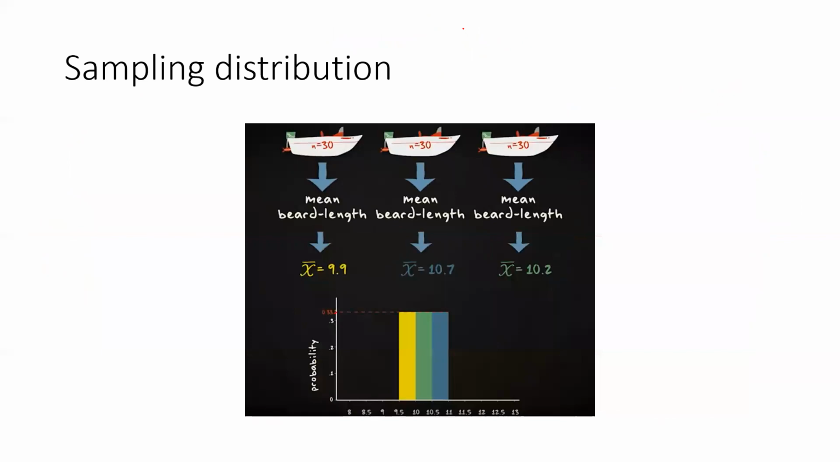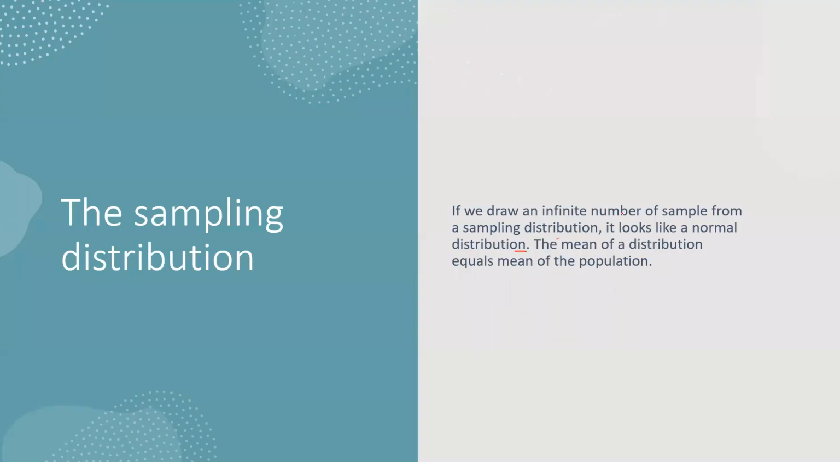So my mean of an individual sample will be equal to the mean of the whole population. If we have such things, then this whole process is called sampling distribution. If you draw an infinite number of samples from a sampling distribution, it looks like a normal distribution, and the mean of the distribution equals the mean of the population, right? So this is called a sampling distribution.